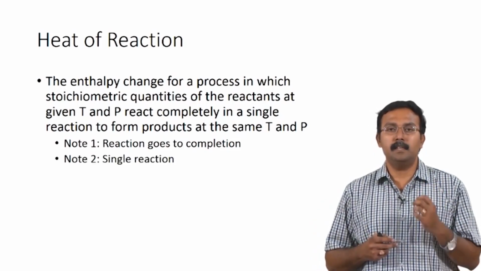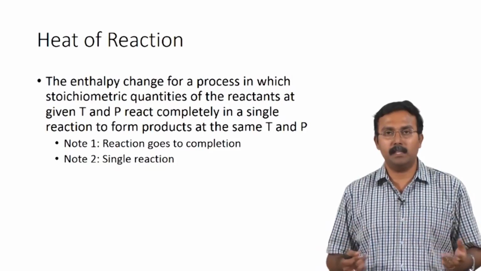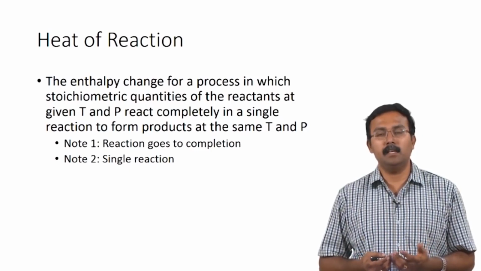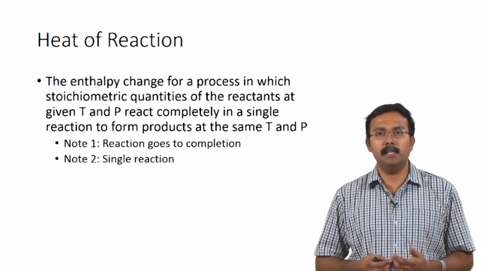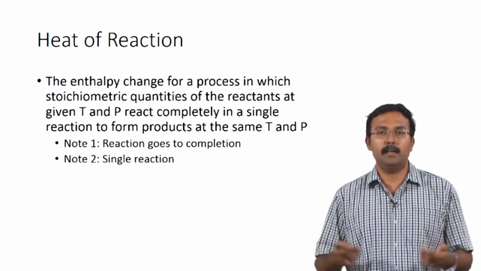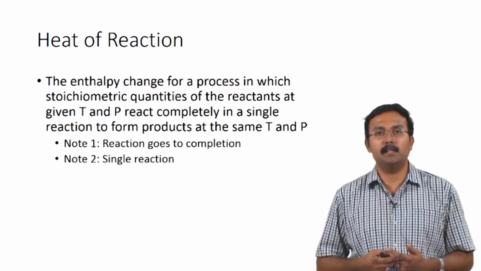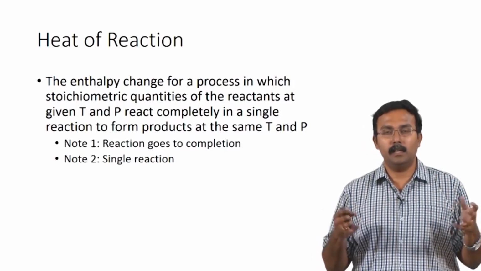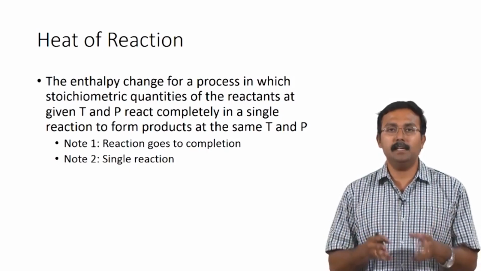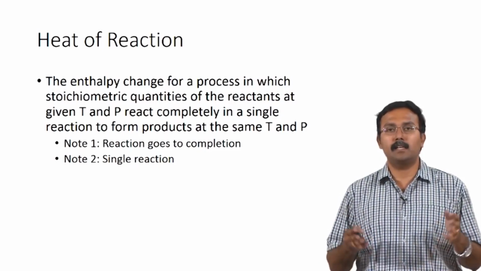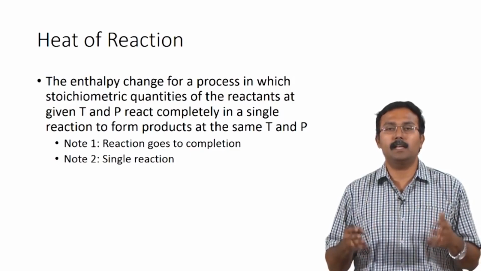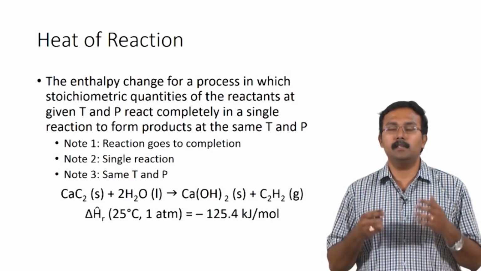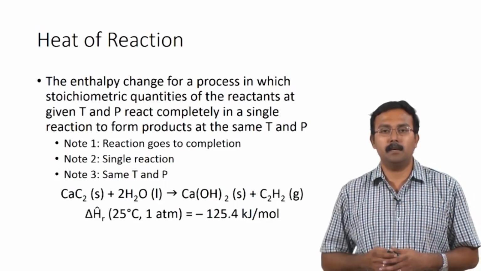Note 2, it is a single reaction. If there are multiple reactions that can happen, it is quite possible. We looked at many cases where we have multiple reactions, right. You could either have reactions in parallel or in series, or there could be completely different reactions happening because of the different components present. So, if you are measuring this heat of reaction in an experimental setup, it needs to be a single reaction that is happening. No side reactions should be happening along with the reaction of interest. The third aspect which we need to look at is it should happen at the same temperature and pressure.